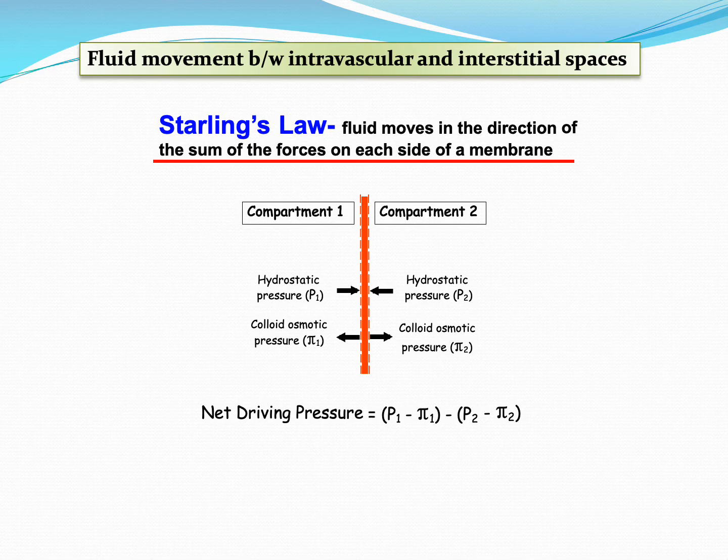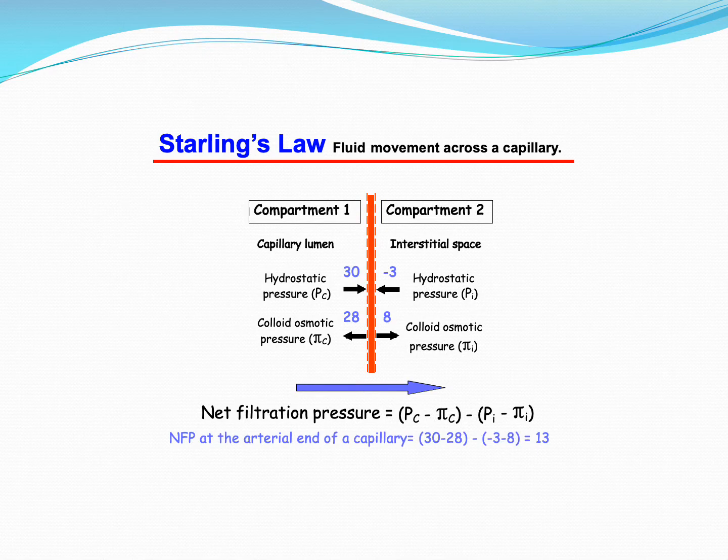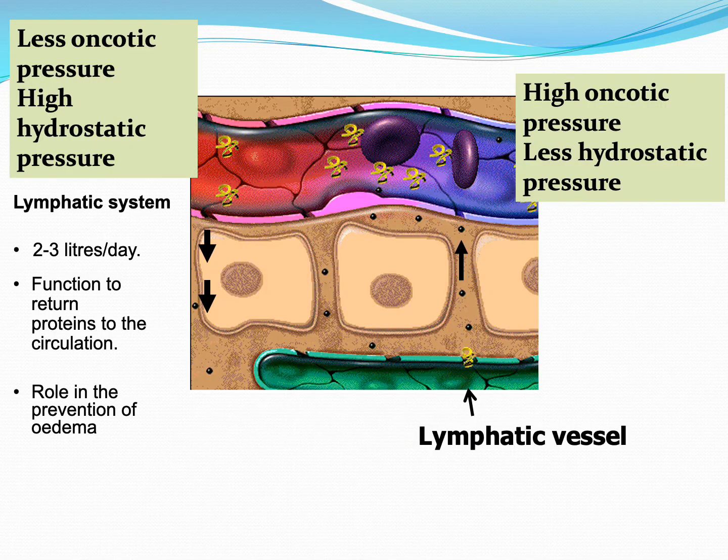The net driving pressure can be easily calculated from the equation above, which is guided by the hydrostatic and osmotic pressure on each side of the membrane. For example, if we plug in some numbers here, we can see that the net filtration pressure is around 13 millimeters of mercury. It is interesting to note that at the arterial end there is comparatively less oncotic pressure and high hydrostatic pressure, whereas at the venous end it is opposite. So the lymphatic fluid comes from the arterial end into the interstitial space and gets back to the venous vascular compartment at the venous end.